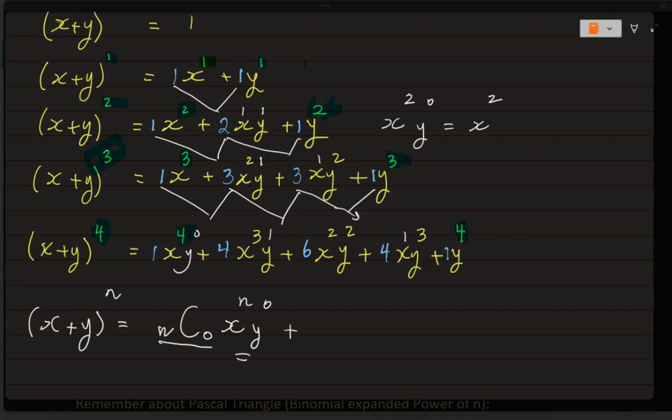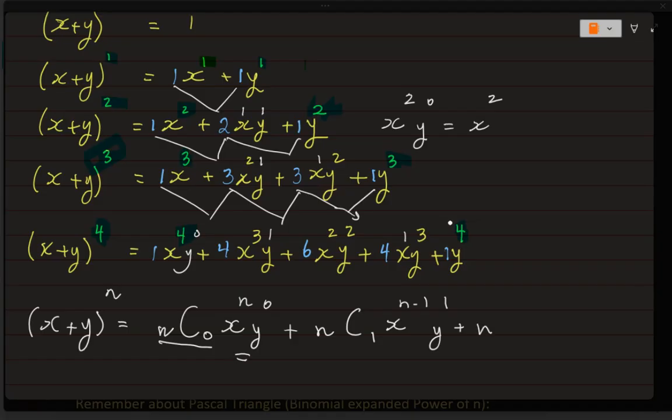And then as you go ahead, you add 1. Remember, the y exponent increases and the x exponent decreases. So n choose 1, x^(n-1), y^1. And notice that when you add n minus 1 and 1, that gets you n. It never exceeds the exponent, the power of the binomial expansion. And you just continue this.